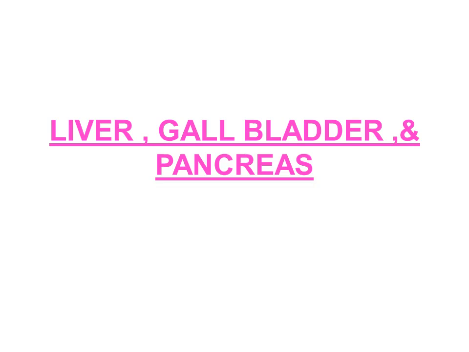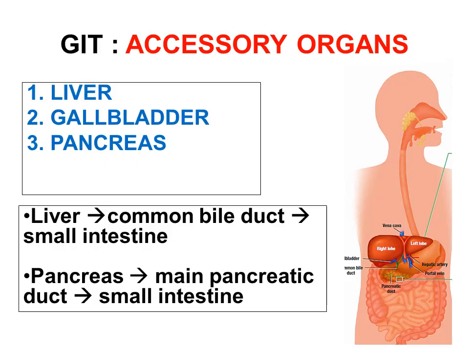Hello all. Today we'll be discussing the histology of the liver, gallbladder and the pancreas. These are the accessory organs of the GIT which aid in the process of digestion through their secretions.